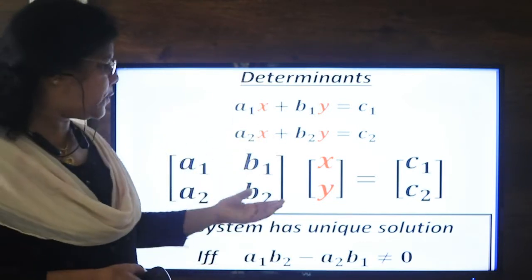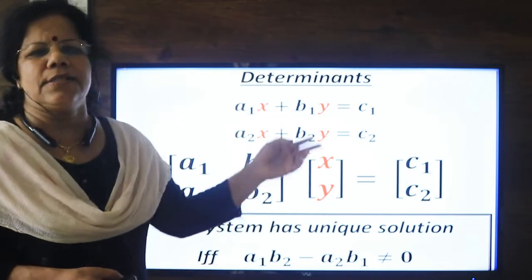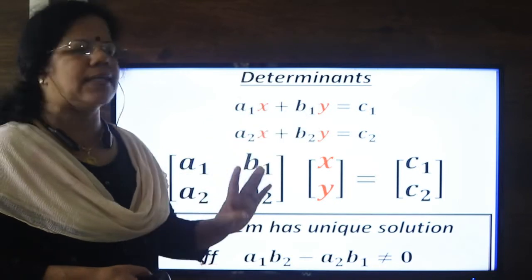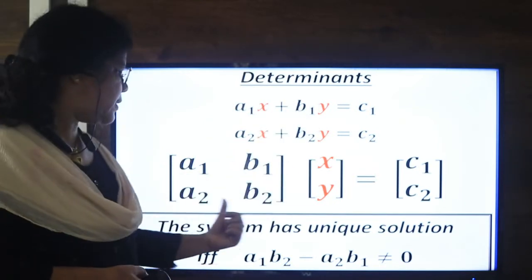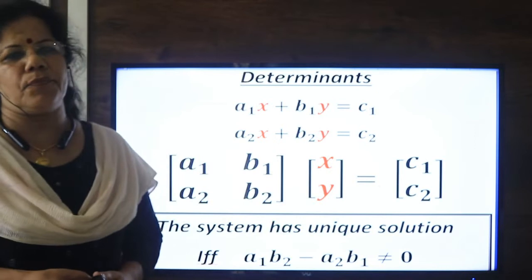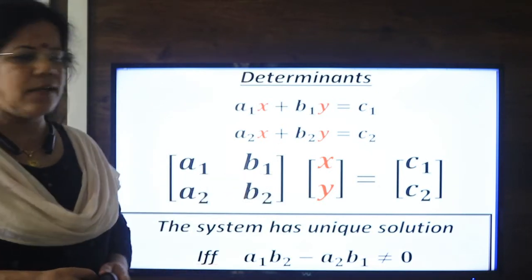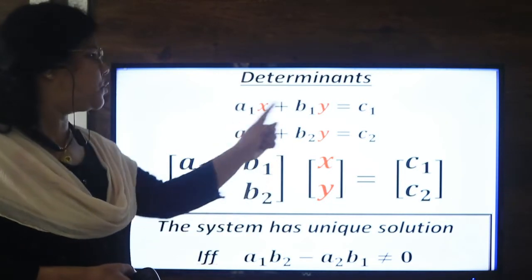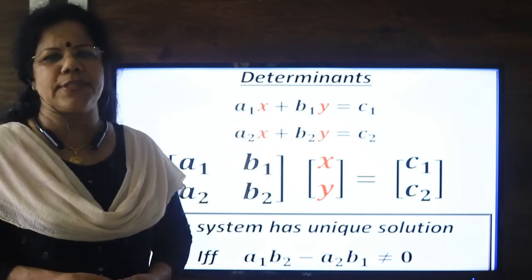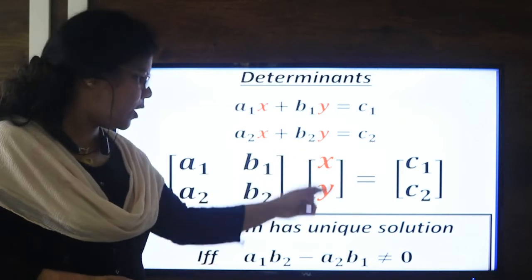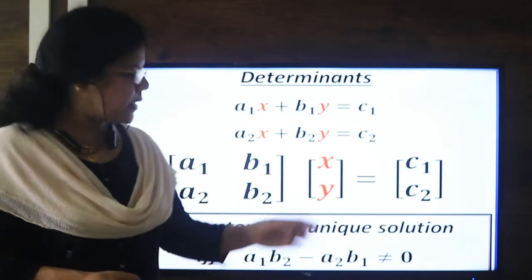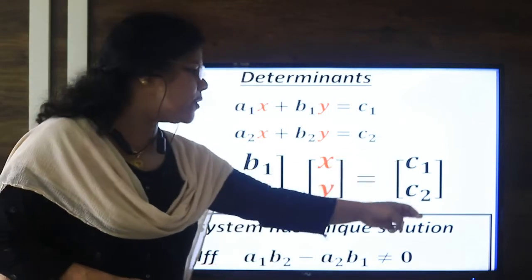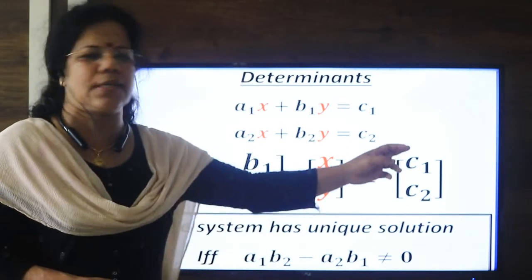Now we are going to connect it with the matrix equation. Very clearly, these two linear equations in two variables x and y are represented as a matrix equation. It's a new concept after learning matrices. Here the matrix a1, b1, a2, b2 is known as the coefficient matrix, and the column matrix xy consists of the variables x and y, and the right side is a column matrix of constants.